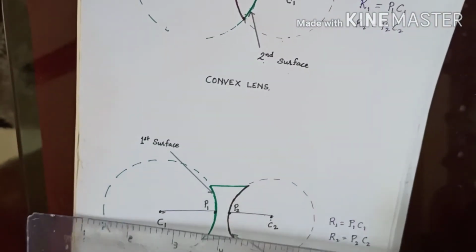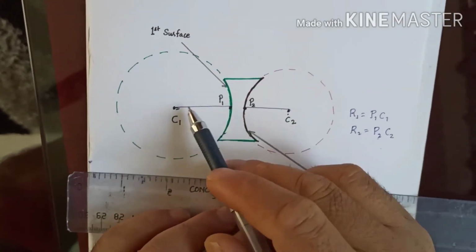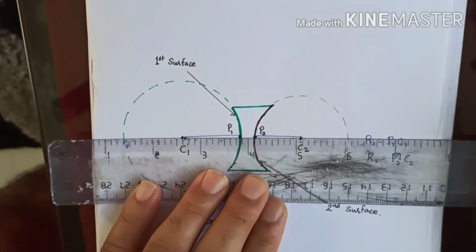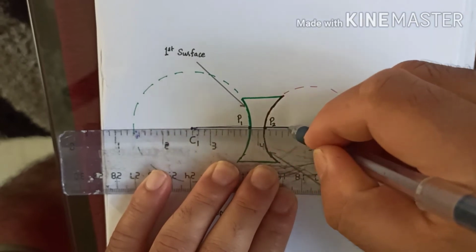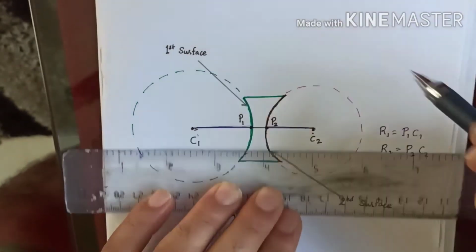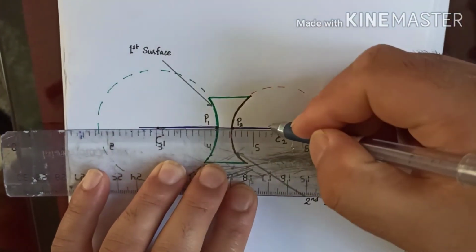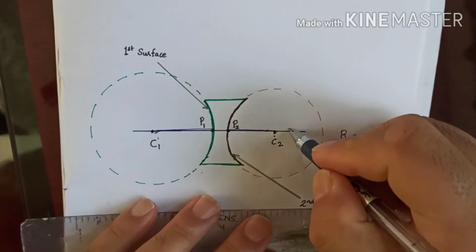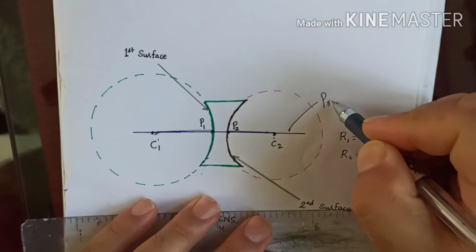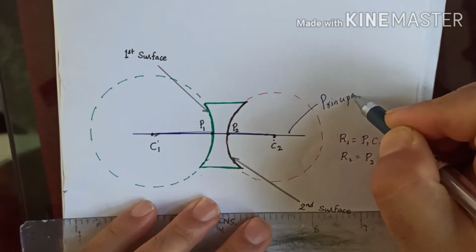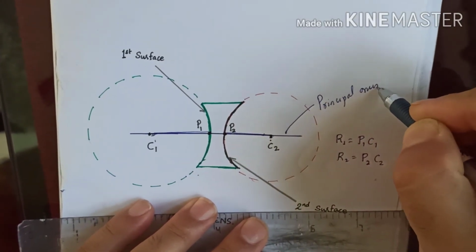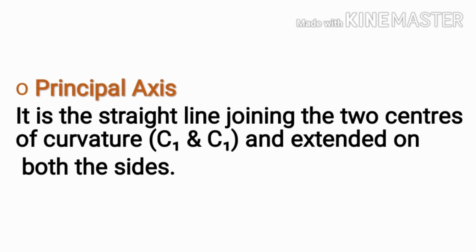Similarly, here if we join the two centers of curvature by a straight line and extend this line beyond C1 and C2, this straight line will be called the principal axis in case of a concave lens. The straight line joining the two centers of curvature and extended on both sides is called the principal axis.